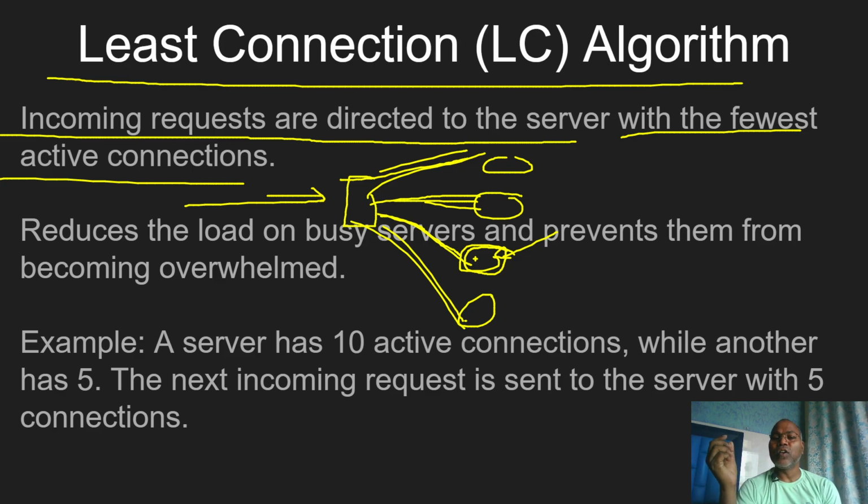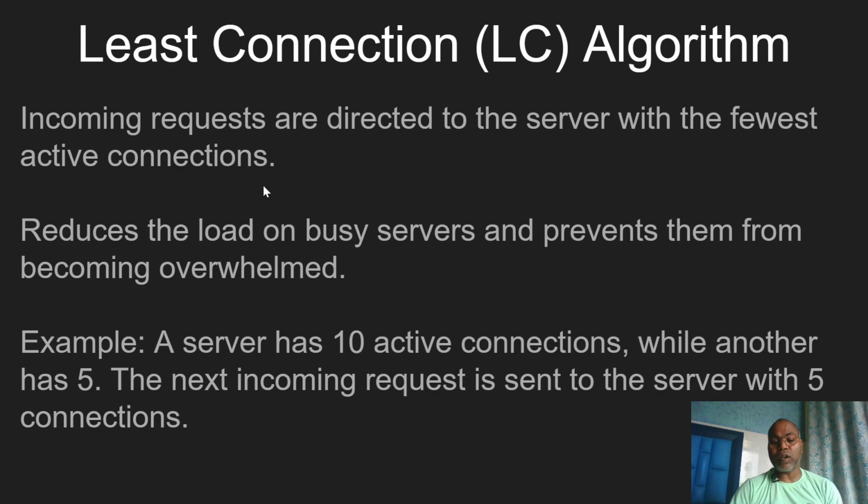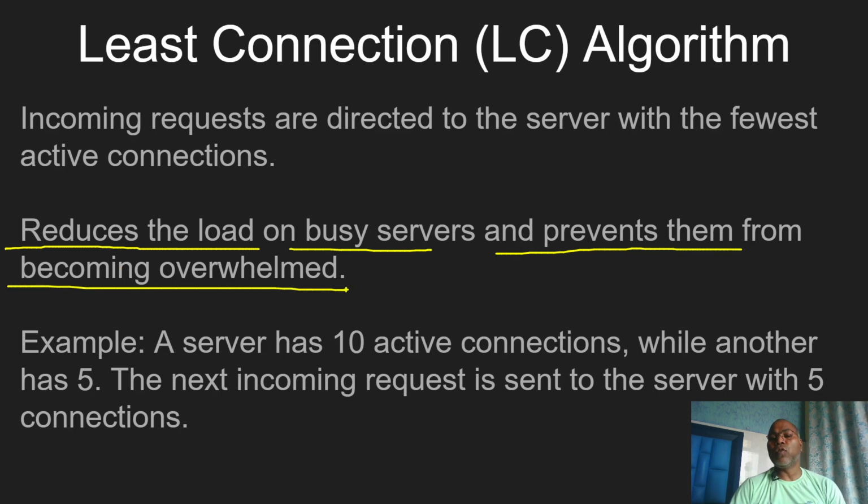So least connection: whichever server has fewer active sessions going on, the new request goes there, because this one already has 3 requests, this one 2 requests. They have only 1 request being served. So this server has more space, more capacity available. It can handle another request. So these kinds of algorithms we can also use, and they reduce the load on the busy server and prevent it from becoming overwhelmed.